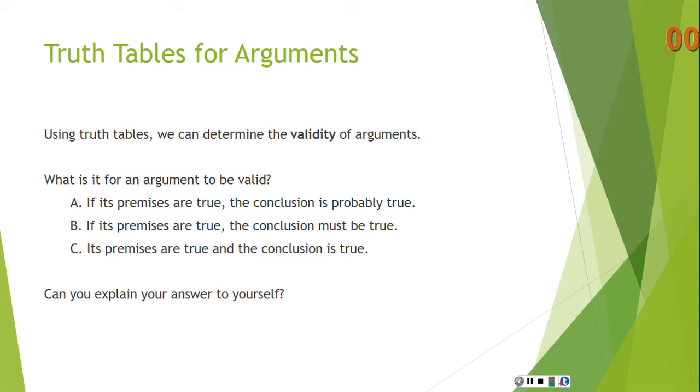Now I have a test for you. What is it for an argument to be valid? A, if its premises are true, the conclusion is probably true. B, if its premises are true, the conclusion must be true. Or C, its premises are in fact true and the conclusion is in fact true. The answer is B. Take a second, pause the video, see if you can explain your answer to yourself.